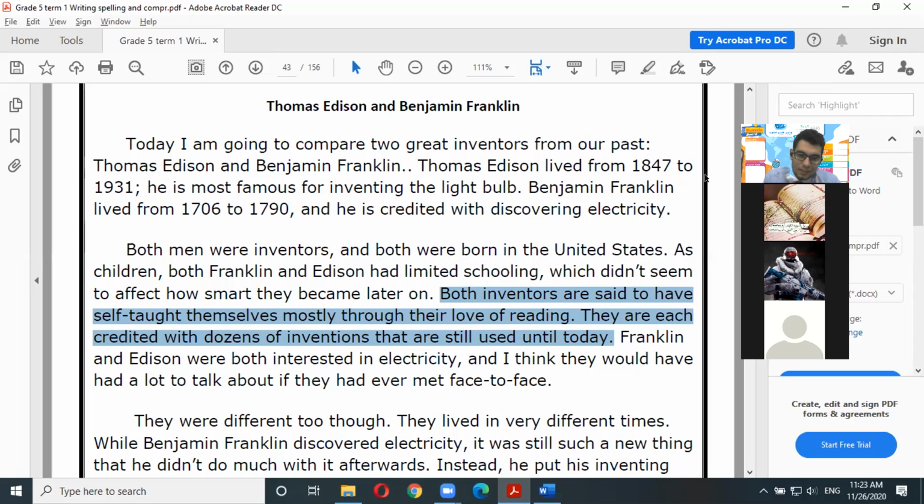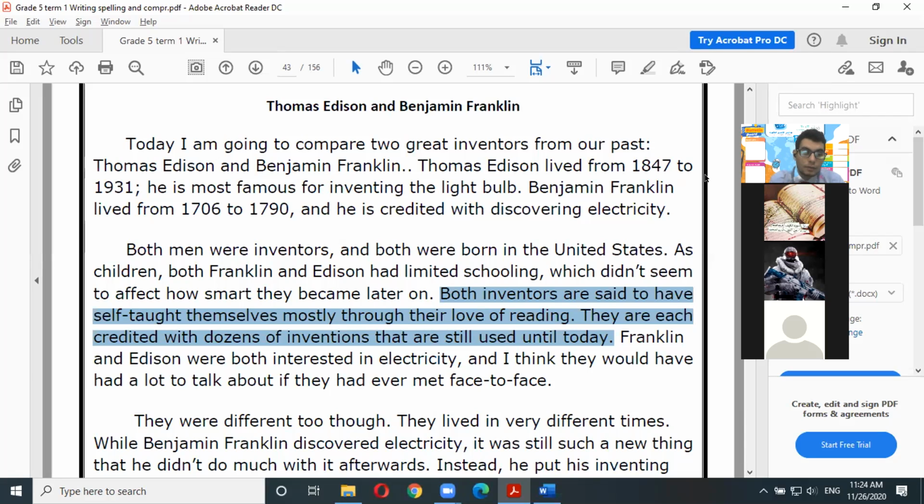Both inventors are said to have self-taught themselves mostly through their love of reading. They are each credited with dozens of inventions that are still used until today. Yes, so give me, here also is a compare or a contrast. It's a comparison. Very good.